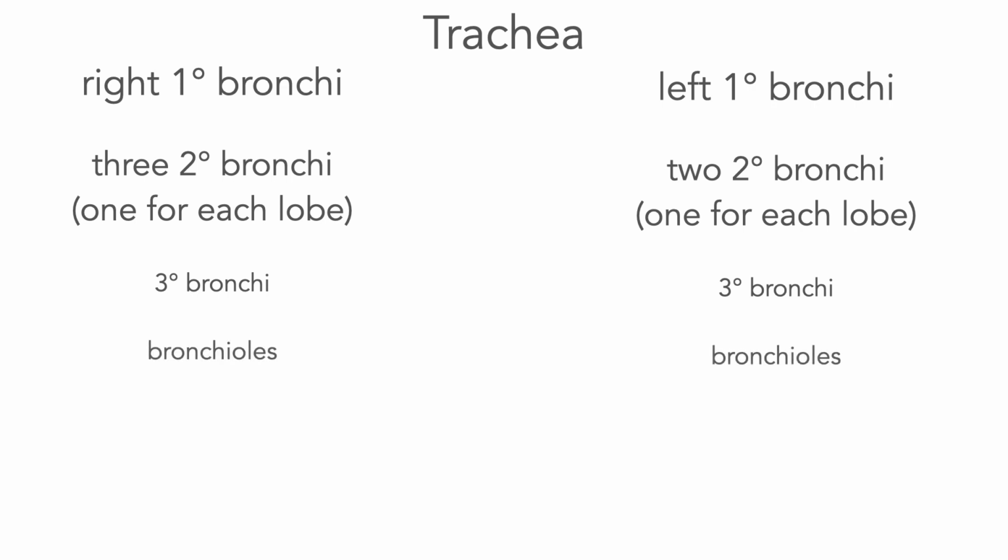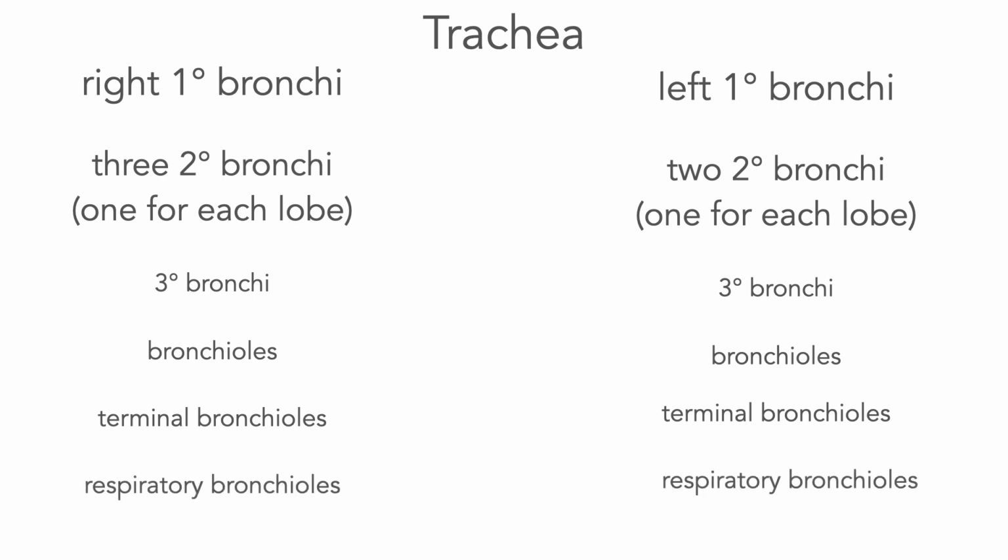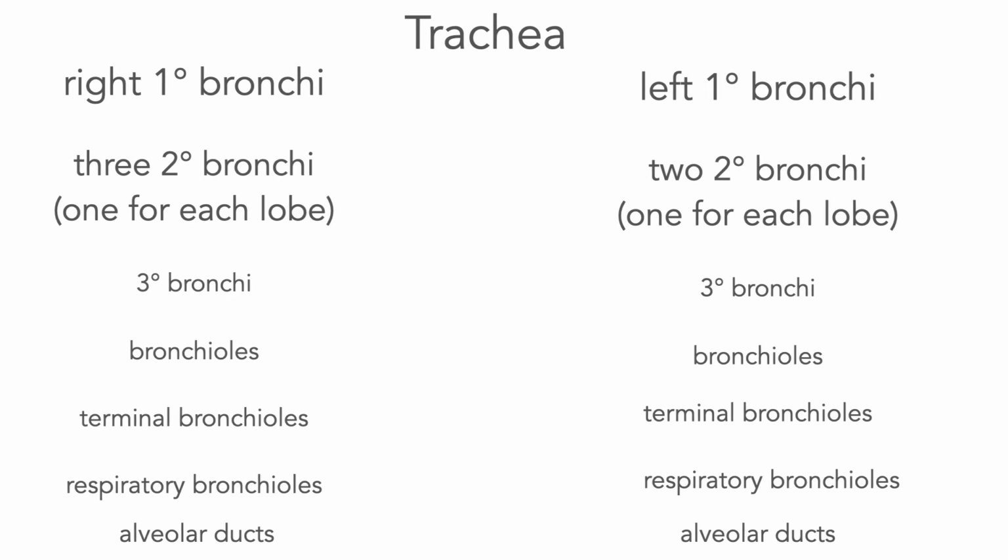Those subsequently branch into bronchioles, terminal bronchioles, respiratory bronchioles, and ultimately leading to the alveolar sacs, or the alveolar ducts. So branching again and again and again as we are getting to finer and finer structures so that the oxygen that's in the air will get properly delivered ultimately to your blood.